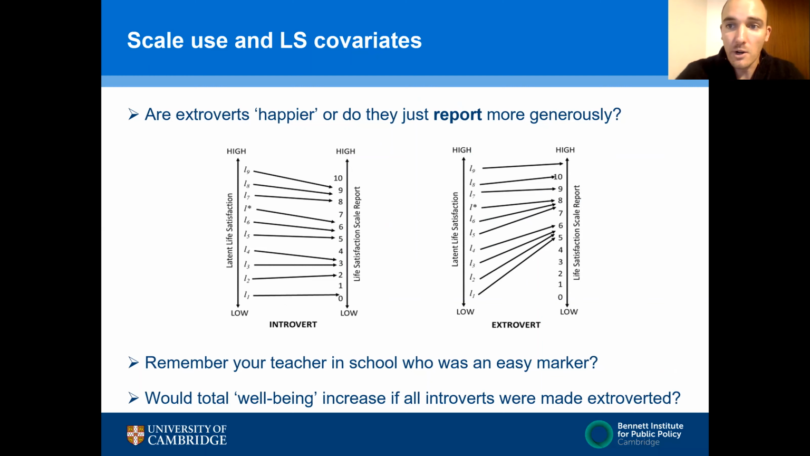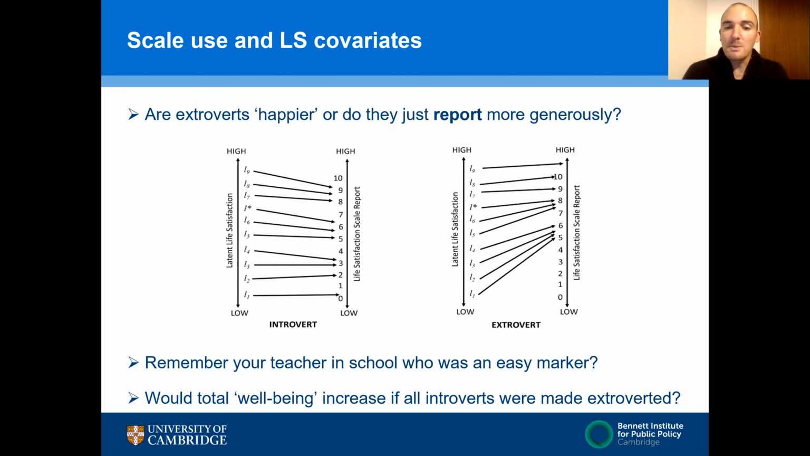So maybe that's what's going on here, and this is a totally benign finding. But maybe a part of the story is just that extroverts have a kind of positive response bias. Think about your teachers in school who were just generous markers. They might assess a paper exactly the same way in terms of its quality as some other teacher who's just a more stringent marker. The generous marker will say this is a 90, and the stringent marker will say this is an 80. And they both agree on the quality of the paper. They just map it differently into the mark that they give.